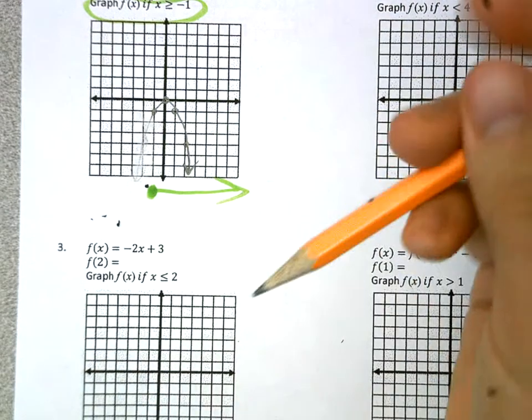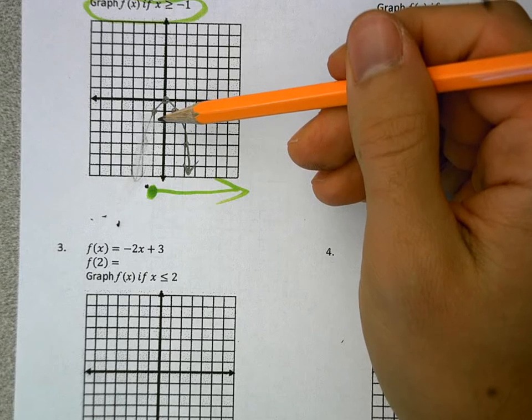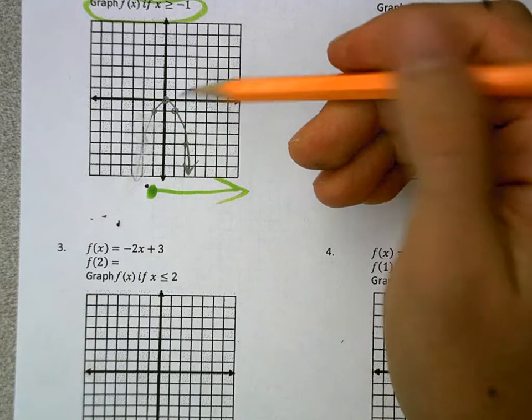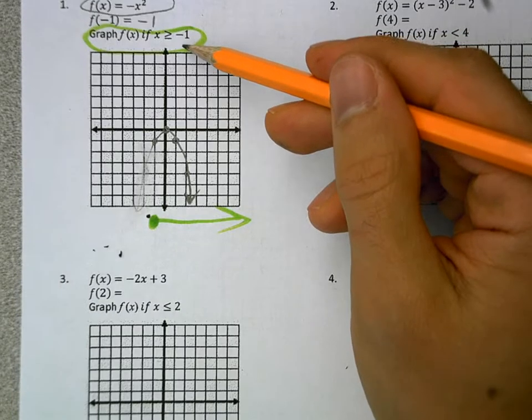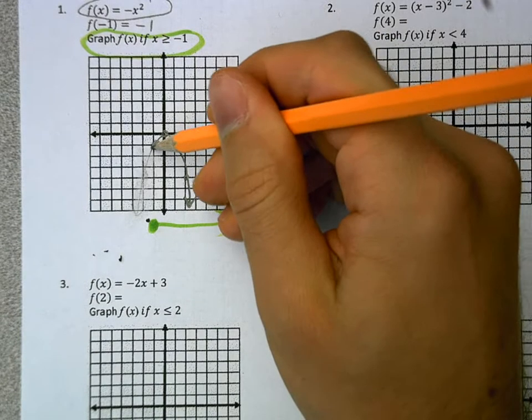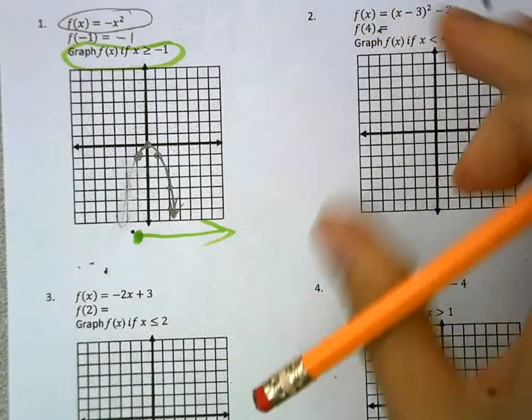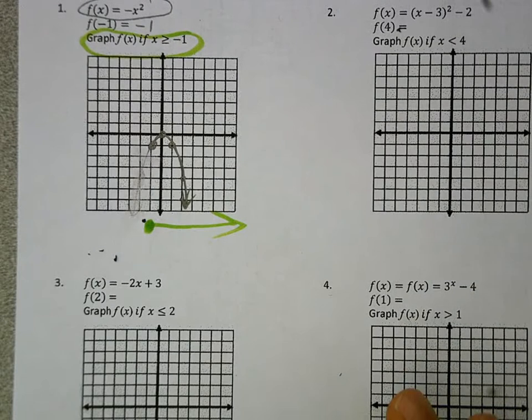And then at that point, I'm going to decide, do I want a solid dot or an open circle? Well, here, solid dot is fine because we have an or equal to. I can include what's at -1. So solid dot, graph goes around and down. There is my graph of -x squared where x is greater than or equal to -1. Does that make sense to everybody? I'm just getting rid of everything less than -1.